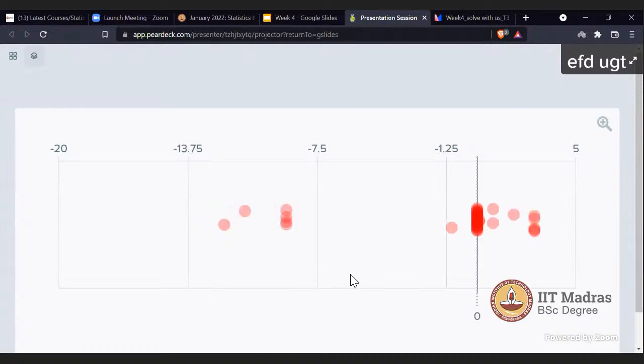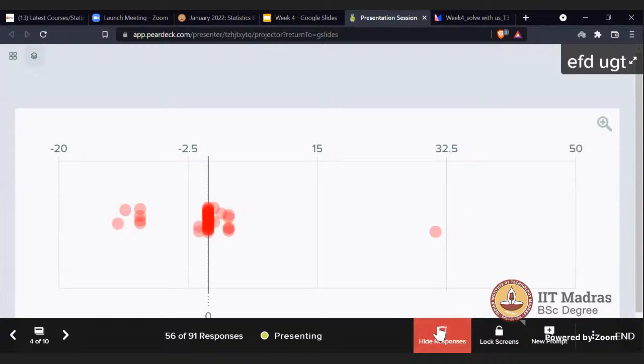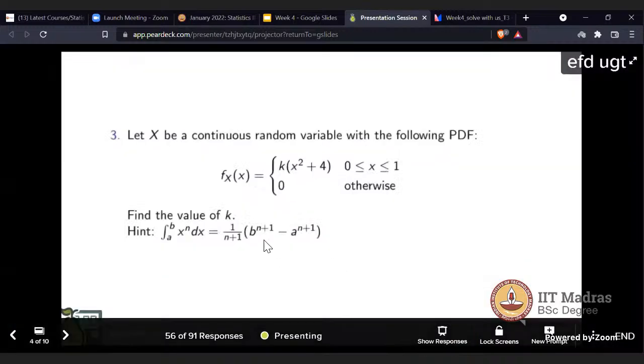So many people have got negative answers. How did you get negative answers? No, ma'am, it is 3 by 13. So many people have answered it negative. The integration formula is upper limit minus lower limit. Yes, right. The integration formula is given here.